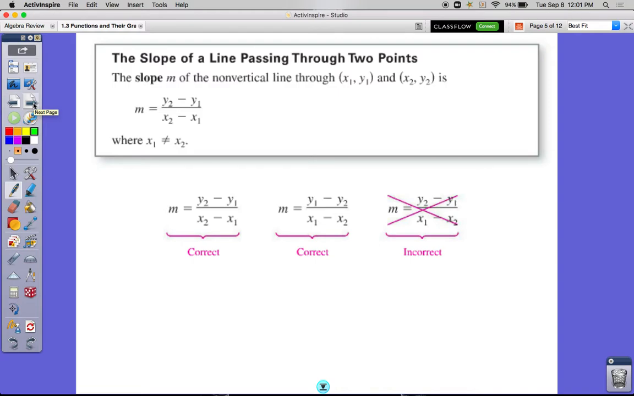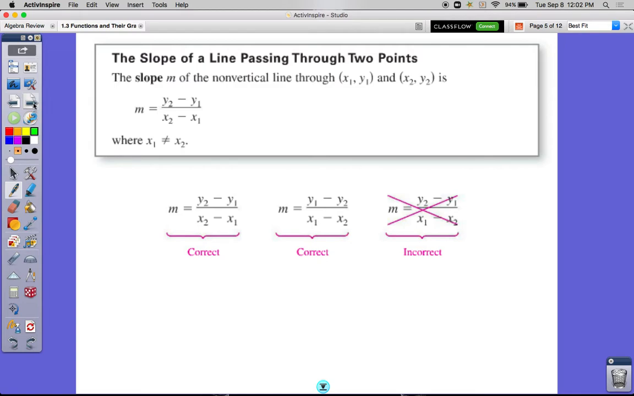Sometimes we are given the slope, sometimes we don't know what the slope is, sometimes we can look if we have the equation. But remember that the slope of a line is given by m equals y2 minus y1 over x2 minus x1.